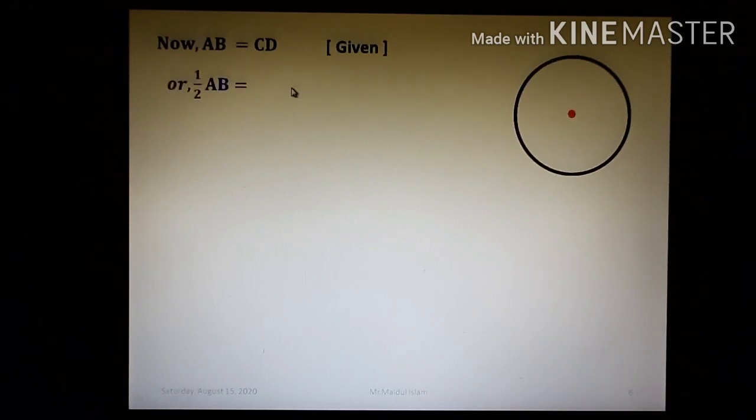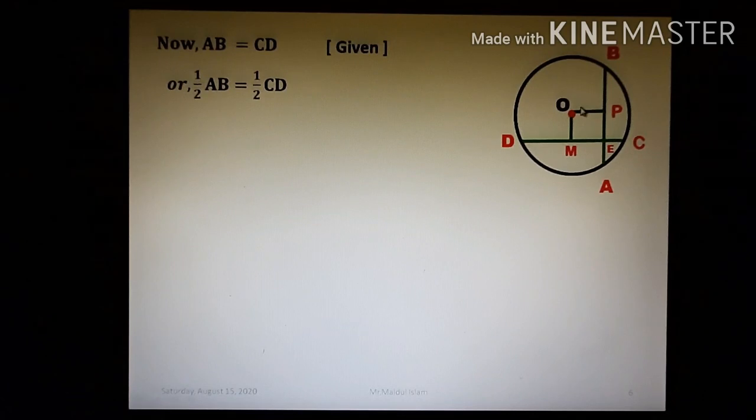So my dear, see, now we can write AB equal to CD. Why AB equal to CD, my dear? Yes, it is given in the question. What is given? Here are two chords, one is AB, another one is CD. And given that AB is equal to CD. Therefore, we can write now AB is equal to CD.